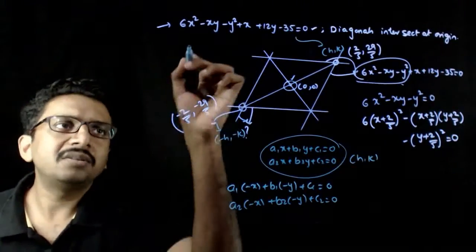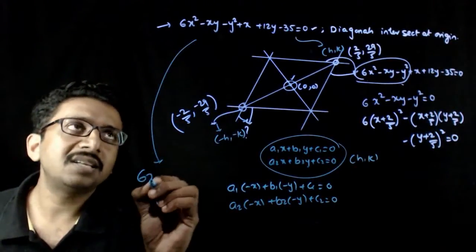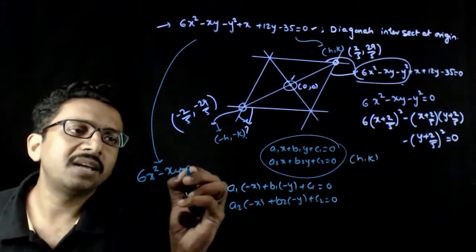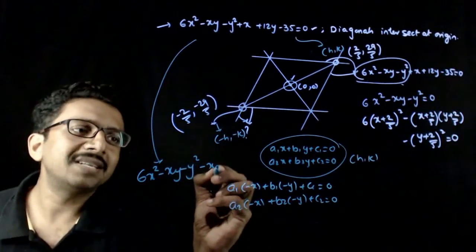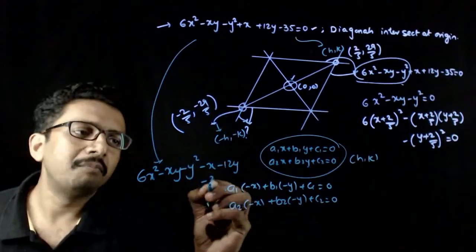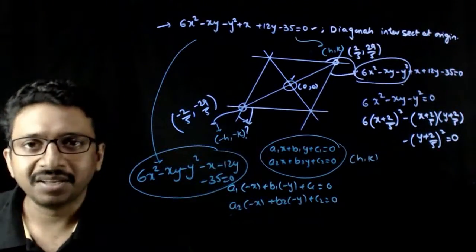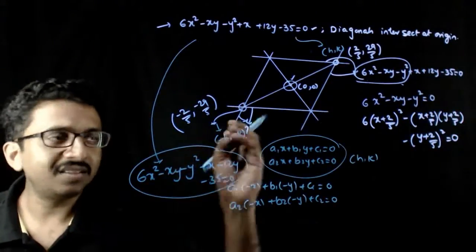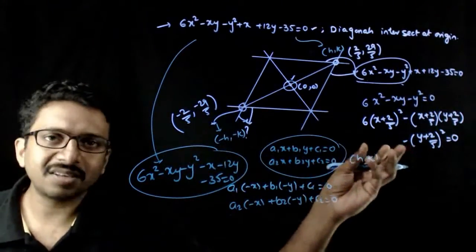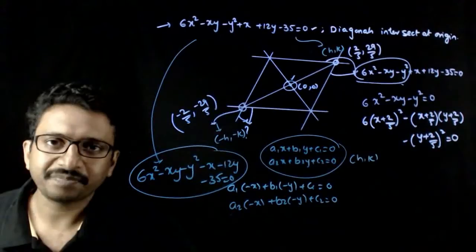That's sufficient. So the required equation is 6x² - xy - y² - x - 12y - 35 = 0. This is the direct answer. So we can see this relation between these two lines. Even if you solve this equation, you get the same answer. Thank you.